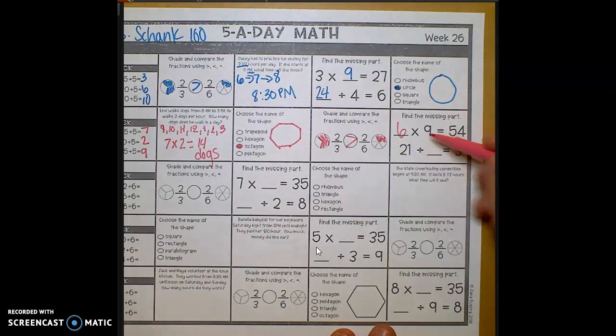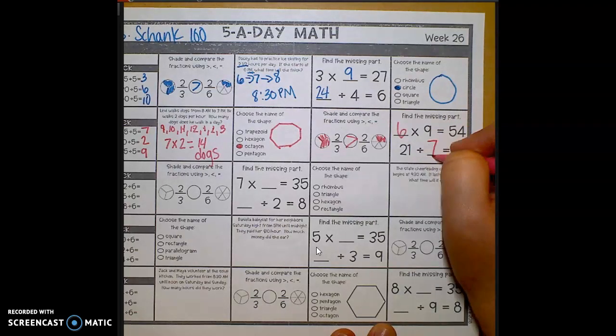21 divided by what equals 3? How many times can I count 3 to get to 21? And I would see that as 7.